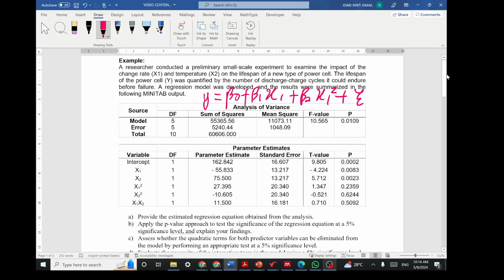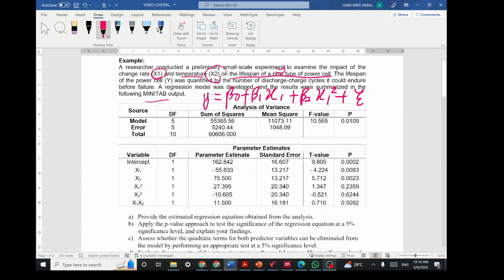So here is the example. Let me just read the example for you. A researcher conducted a preliminary small-scale experiment to examine the impact of the change rate, x1, the first predictor, and temperature, x2, on the lifespan of a new type of power cell. So here is our dependent variable, the lifespan of the power cell. A regression model was developed and the results were summarized in the following Minitab output.